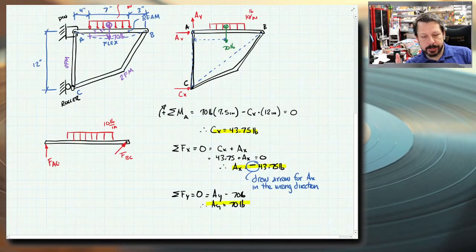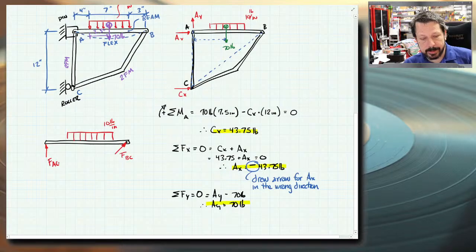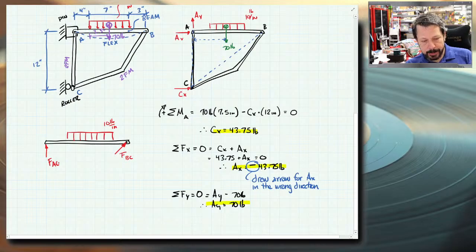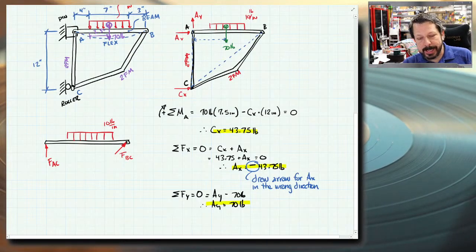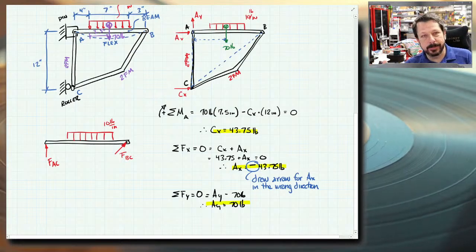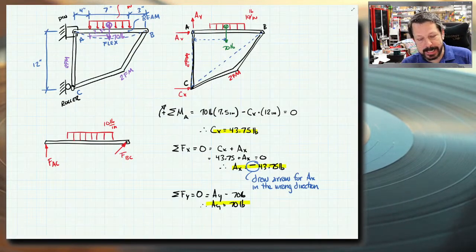Then I have to decide what to do with AX and AY. AX and AY are the pin reactions, and they are applied to member AB and member AC. They're all connected here at this pin, connecting it to the wall. If I put AX or AY or both on member AC, which is a two-force member, but I add more forces to it, then it's more than a two-force member, which defeats the point of it being a two-force member. So I don't want to add AX and AY to member AC, so I need to show them on member AB.